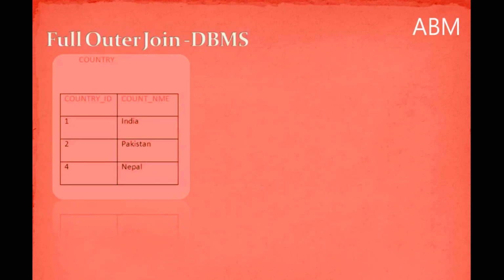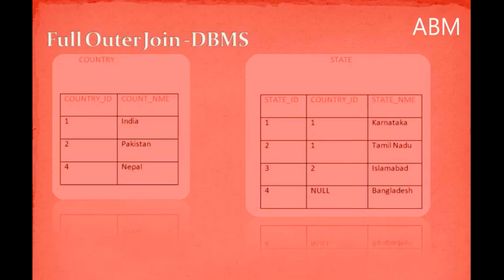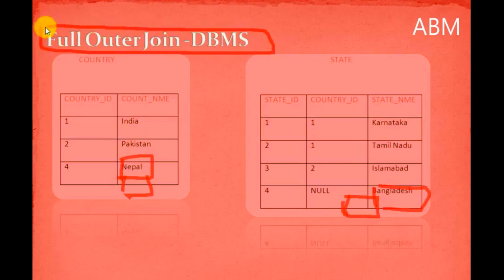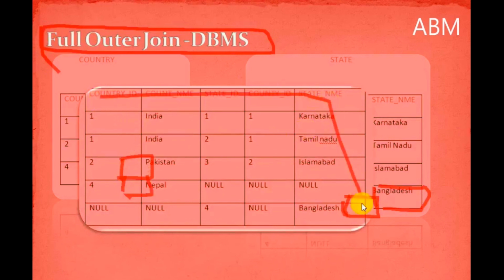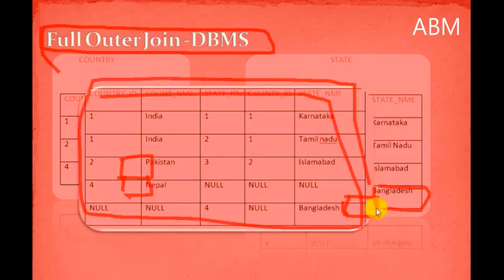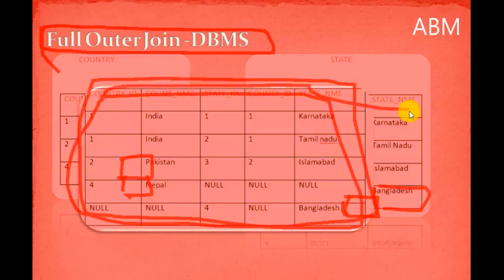Full join will combine the data from both tables. For example, Bangladesh is here, but Bangladesh is not listed here, so it will also be taken. Nepal is shown here, but Nepal is not shown here in the state table. But because we are going to use the full join, the data from both tables will be shown here. As you can see, the data from both tables is taken and shown here in the third table.